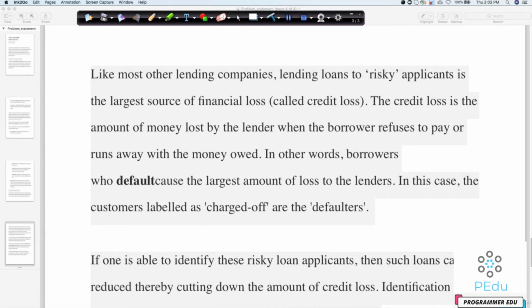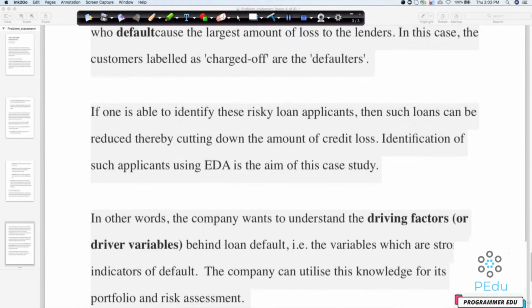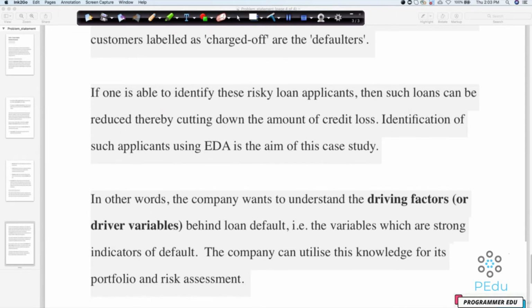In other words, the borrower who defaults causes a large amount of loss to the lenders. In this case, the consumers are labeled as charged off. So wherever you notice charged off, that means that the customer has not paid the loan, he ran away. If one is able to identify these risky loan applicants, then such loans can be reduced, thereby cutting the amount of loss which is possible. And identifying such applicants using EDA is what you want.